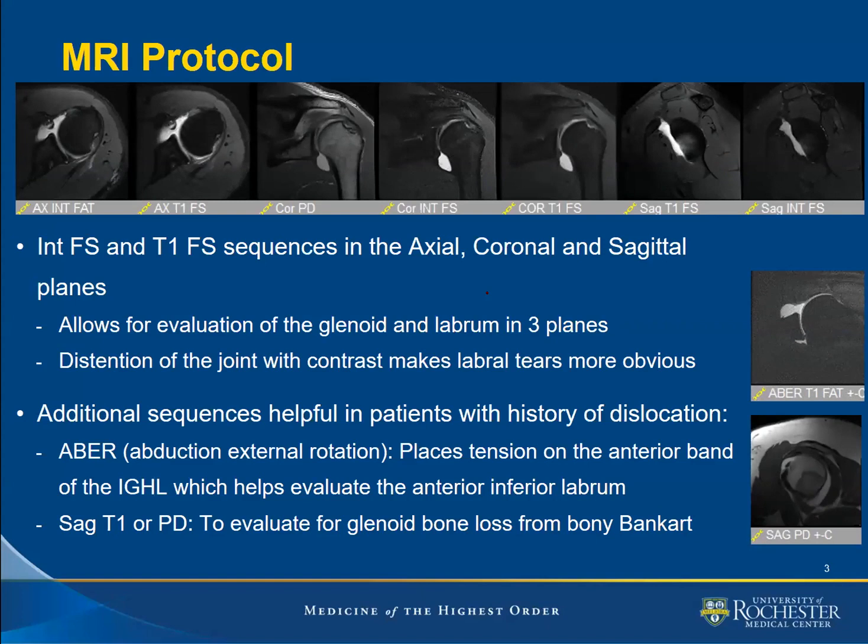And then in patients in whom we suspect a history of dislocation or macro instability, additional sequences to consider adding include the ABER view, or the abduction external rotation view, in which the patient will place their arm behind their head. This view accentuates labral tears of the anteroinferior quadrant by placing tension on the anterior band of the inferior glenohumeral ligament. Another sequence to consider adding is a sagittal T1 or proton density sequence, which will help evaluate for glenoid bone loss related to a bony Bankart fracture.